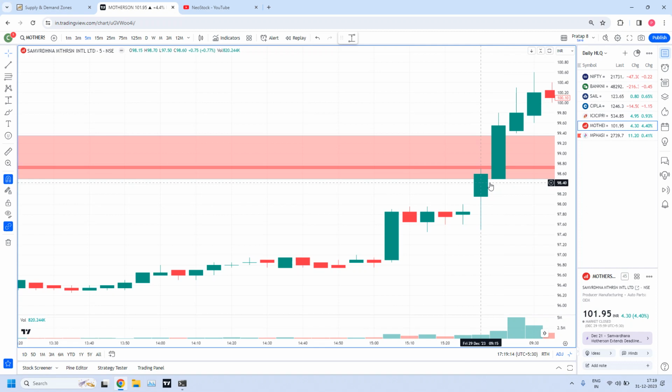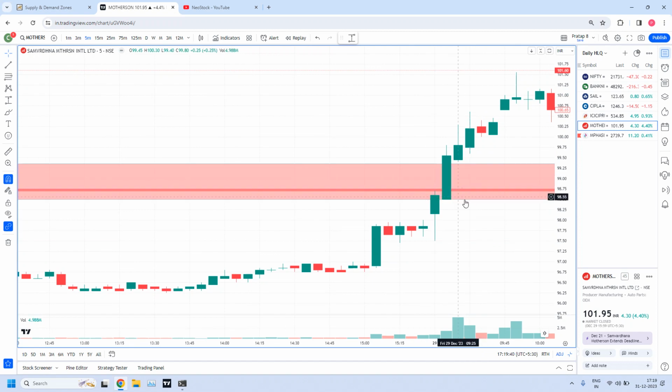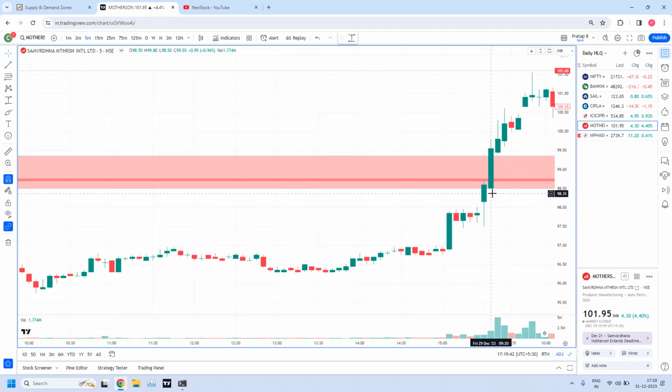So Motherson has given 355 rupees loss, which is 0.24% negative ROI, minus 0.24% return on the investment. That is negative ROI. So the loss is very minimal, 355 rupees. So there is only one trade executed perfectly, but it hit the stop loss.